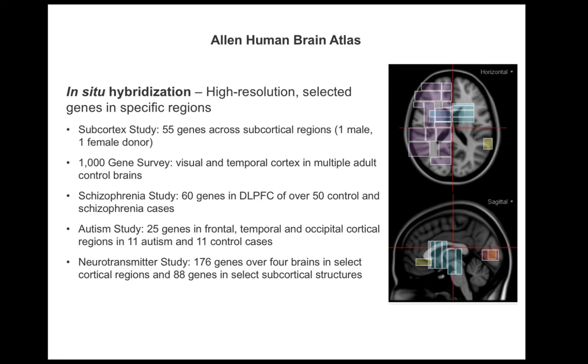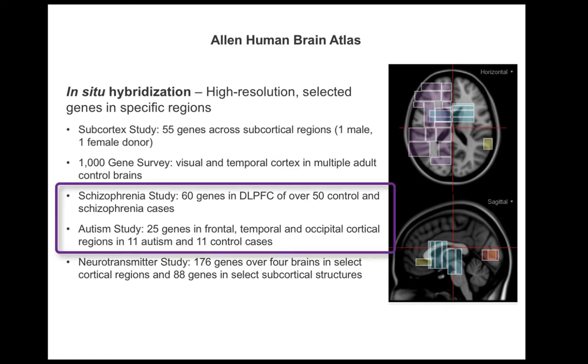These 1,000 genes sampled were selected based on the top 1,000 genes searched for in the Allen Mouse Brain Atlas. 2 disease studies were also conducted, a schizophrenia study of 60 genes in the dorsolateral prefrontal cortex, and an autism study in which 25 genes from various cortical regions were probed for in 11 autism and 11 control cases.